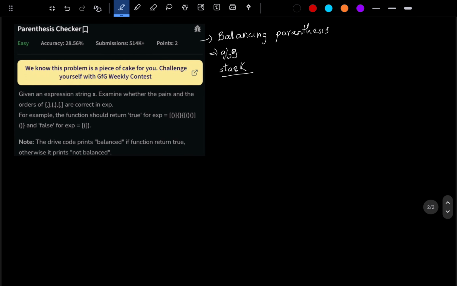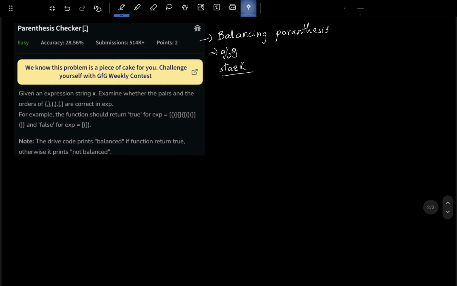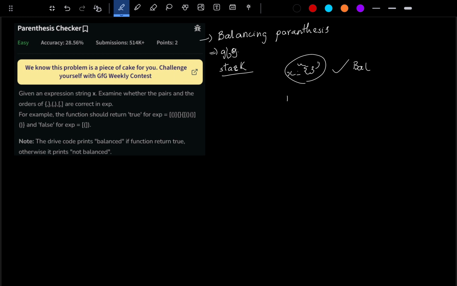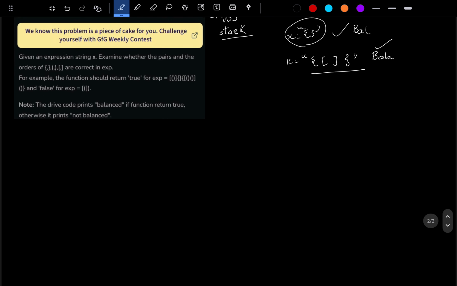So let us see the question and what they have given. Initially they have given the string x, which is the expression, and what we need to do is check whether the parentheses which they have given are balanced or not. Suppose they have given parentheses like this one and this is the string x, these two are balanced, so it is true. Suppose they have given one like this, this is also balanced. We will return just balanced.